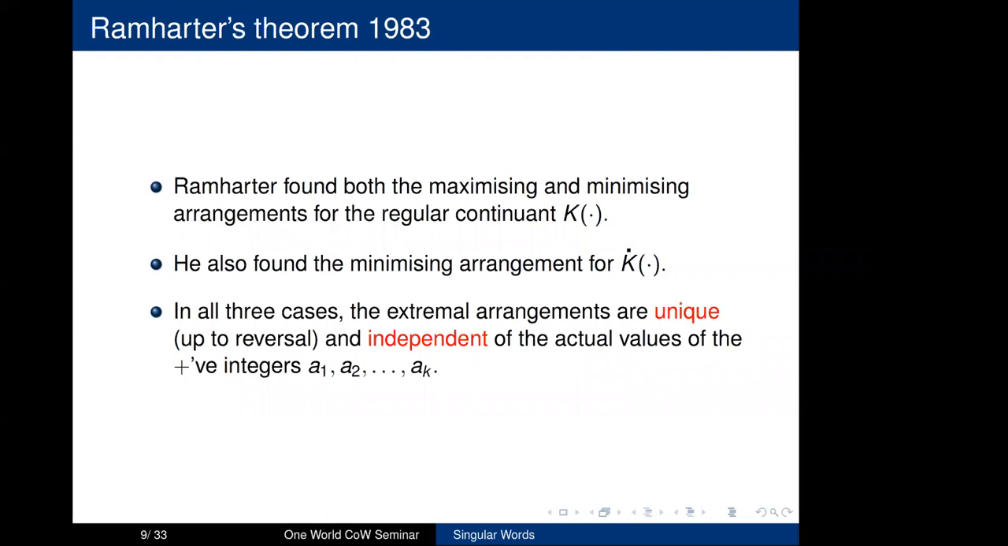There's no other combination that can achieve the max or the min, and this is independent of the actual values of the positive integers A1 through AK. In other words, it doesn't use the ring structure at all of Z. There's no rule that says, well, if twice A1 plus A2 is bigger than A3. No, it just depends on the relative order of the numbers A1 through AK and not their actual values.